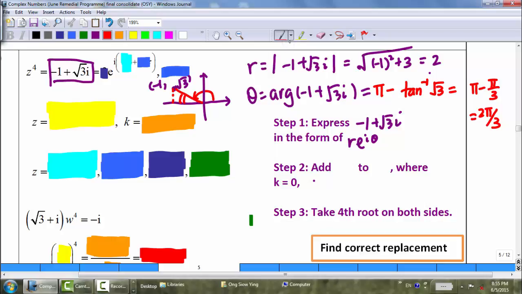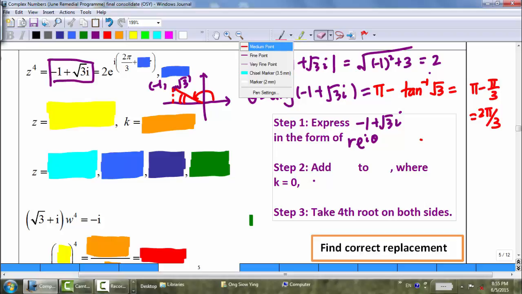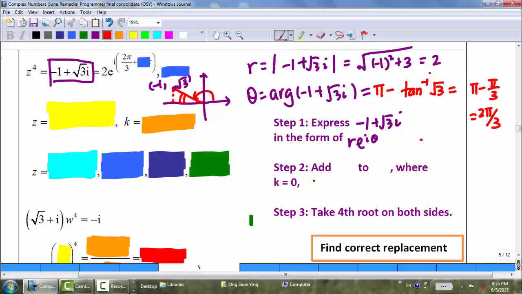What's the next step? So we have found our r, and we have found our theta. So this is 2e^(iθ). And then what's the next thing? You know that there should be altogether 4 answers, right? So you have to generate the other answers. In order to generate the other answers, you add 2kπ to your theta.